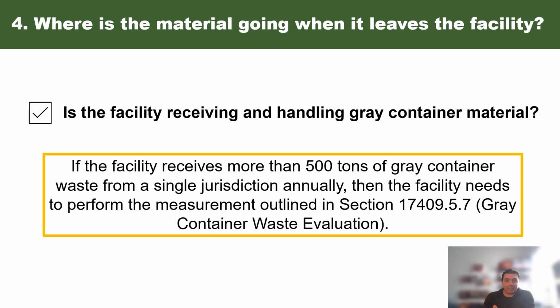So it doesn't matter where the material is going. This waste evaluation is actually going to be a front end measurement on when that material is received. And as far as the specific threshold that triggers when a facility is required to do a waste evaluation, it's going to depend on if that facility receives 500 tons or more of gray container waste from a single jurisdiction. And so if it receives 200 tons from one jurisdiction, 300 tons from another, even though that's 500 tons, it's still not enough to meet that threshold. It's if it's 500 tons from a single jurisdiction annually, and this is going to be one measurement per quarter, and it's on the front end of material rather than the back end, unlike mixed waste and source separated waste.